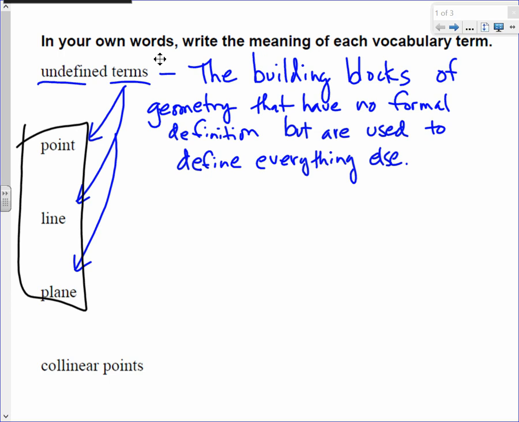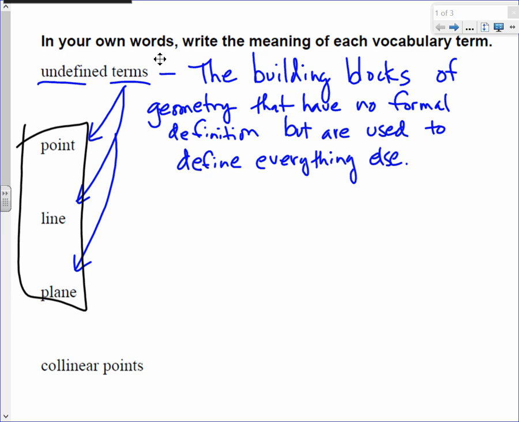Four lines that meet at four points that are coplanar. A triangle: three lines meeting at three different points of intersection that are coplanar. So everything in geometry, I use these words to define it. It's like the starting point.